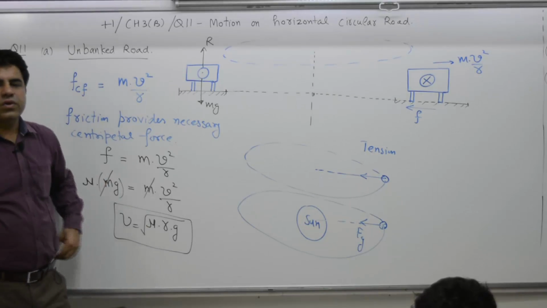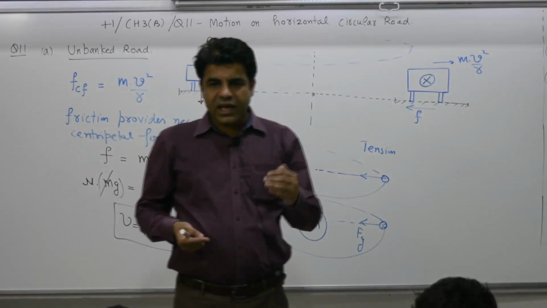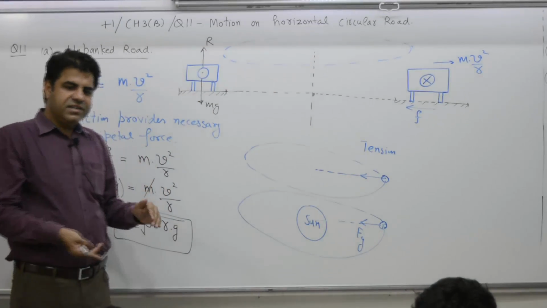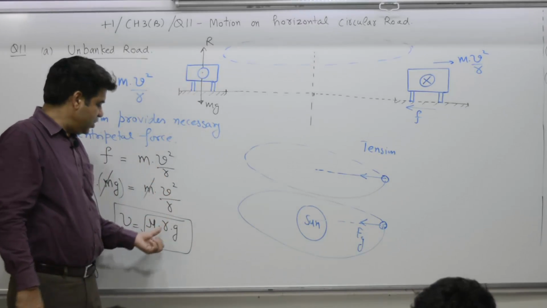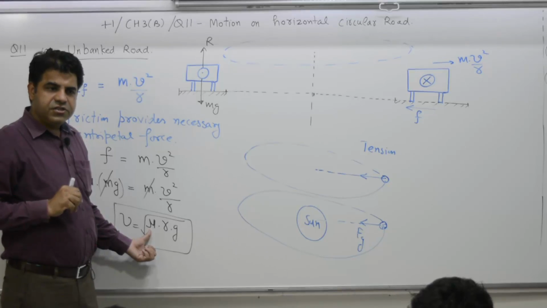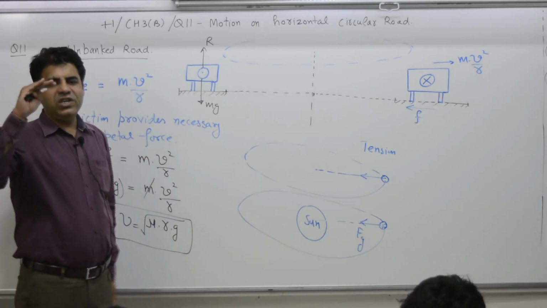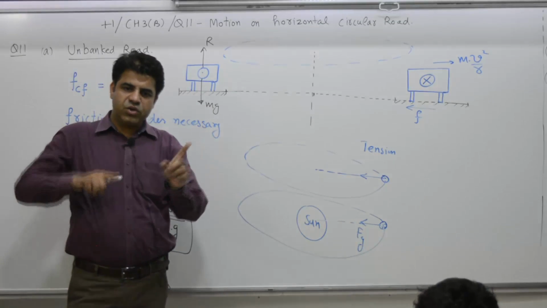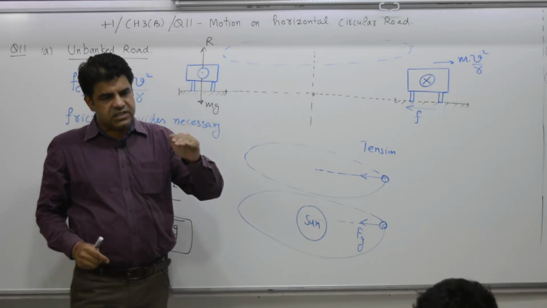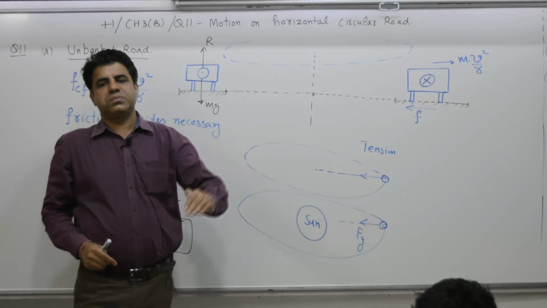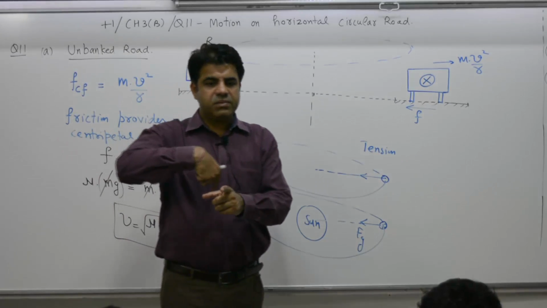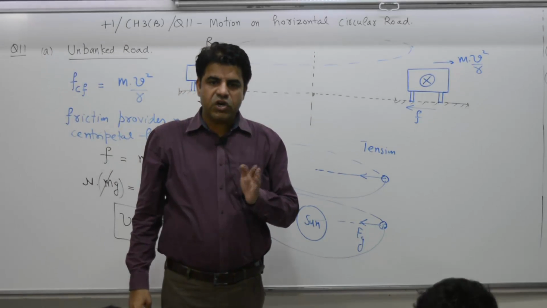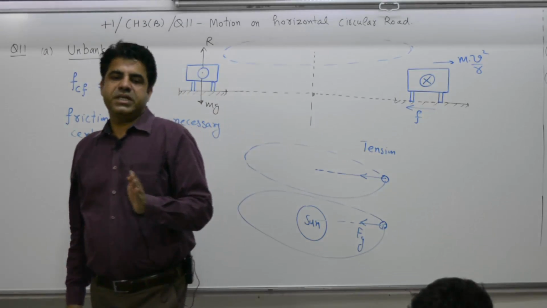Now, the importance of mu. If mu is more, you can have high speed. On a rainy day, like today, on a turn, because of water on the road, the value of mu decreases. The speed at which you can take a turn also decreases. Then R: if R is more, you can move at high speed. If R is less, you can turn only at a low speed. That is why in a motorcycle race, you might have seen, sometimes they take a bigger turn with a large radius of curvature. Why? Because they can maintain high speed.